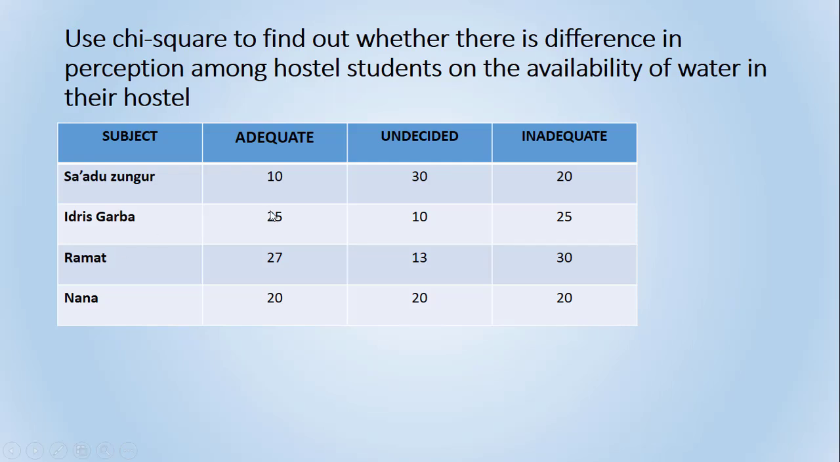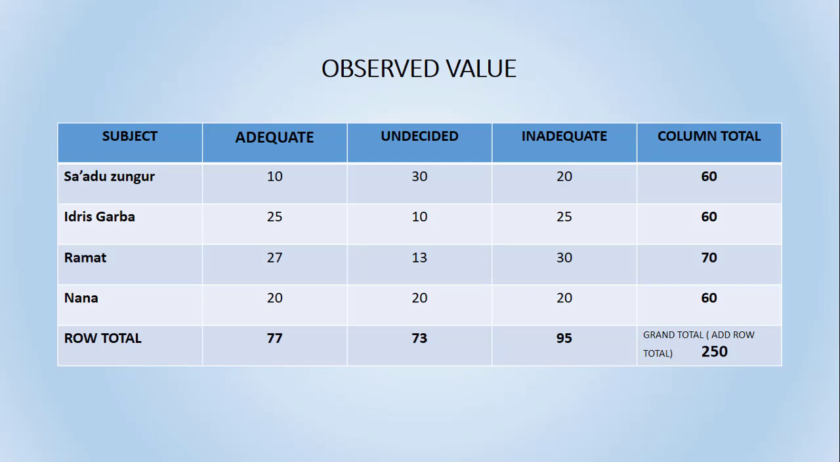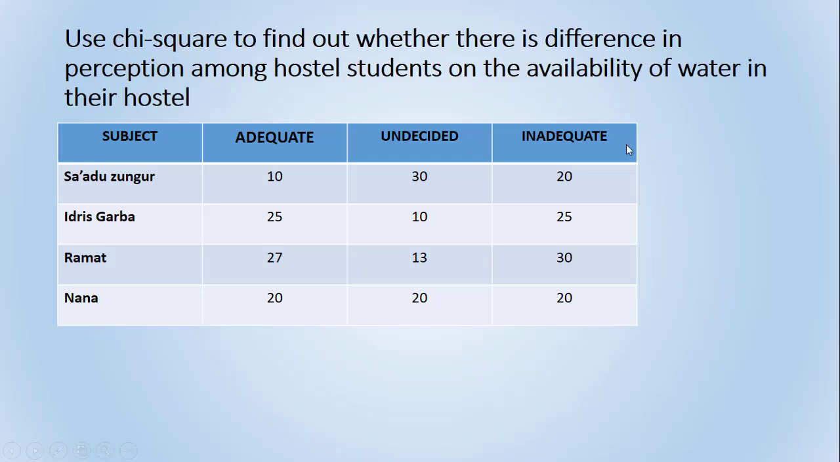So this is the question given. Saudi Zungu, 10 people chose adequate, 30 people chose undecided, and 20 people chose inadequate. Idris Gaoba, 25 people chose adequate, 10 people chose undecided, and 25 people chose inadequate. So now this is known as the observed value. The value given to us last week is known as the observed value. All these here are the ones collected. The collected data are known as the observed value.